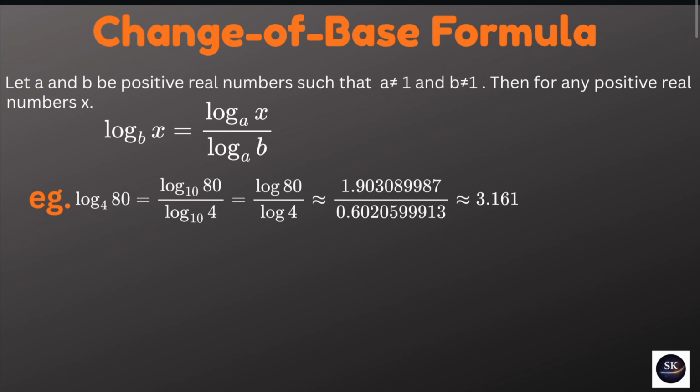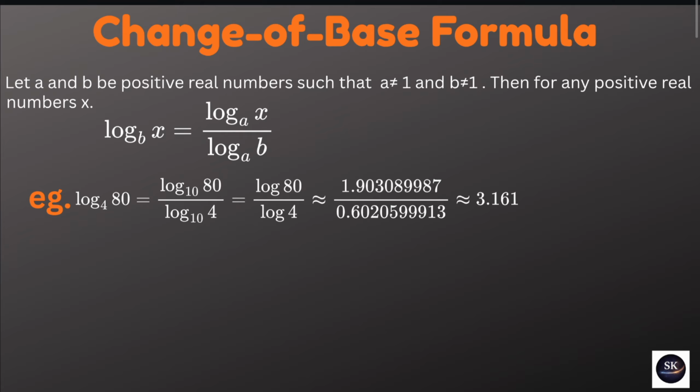There is actually one more property which is quite important, so we'll see it separately. It's known as the change of base formula. Let a and b be positive real numbers such that a and b do not equal 1. Then for any positive real numbers x, log x to the base b equals log x to the base a divided by log b to the base a. This formula is very useful when we want the base to be different.